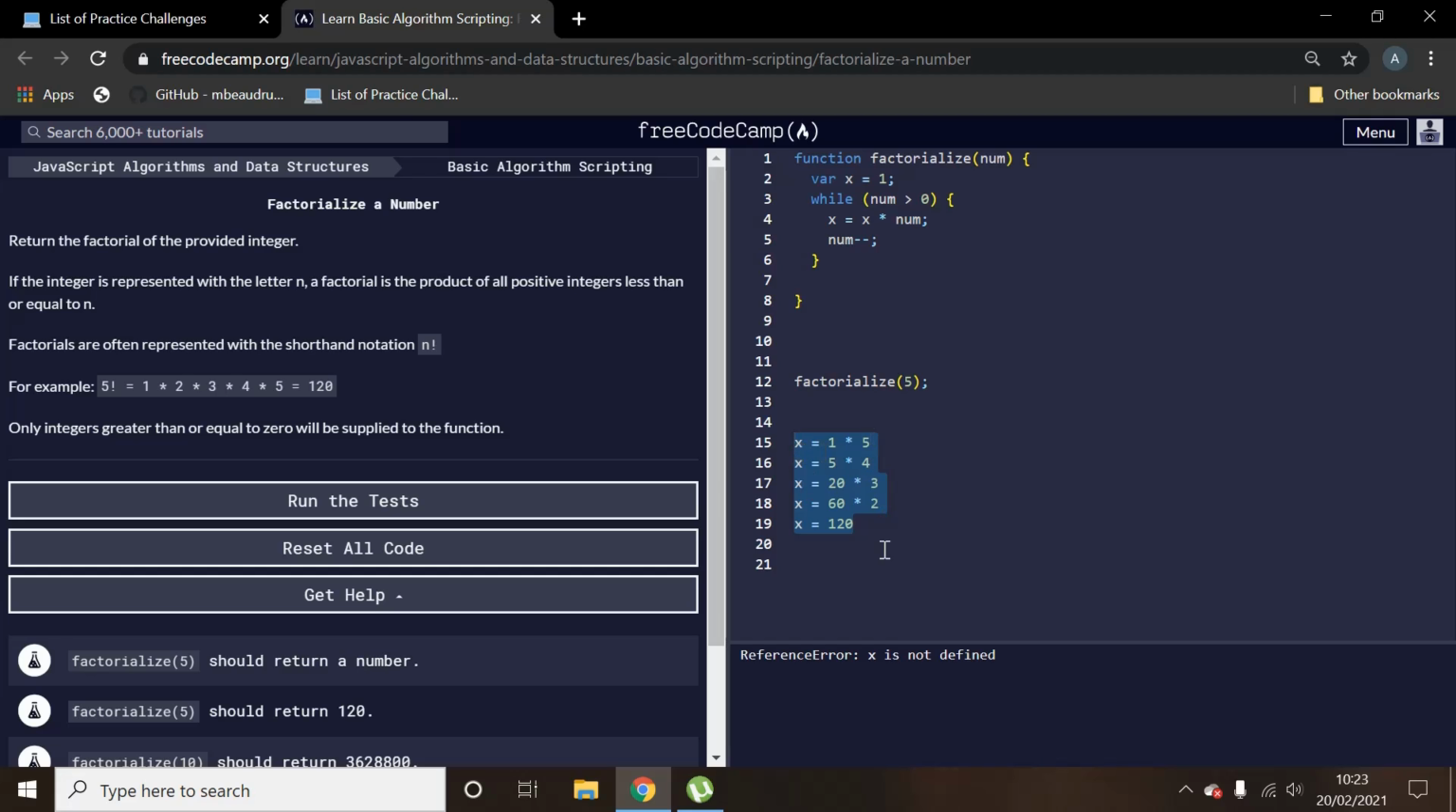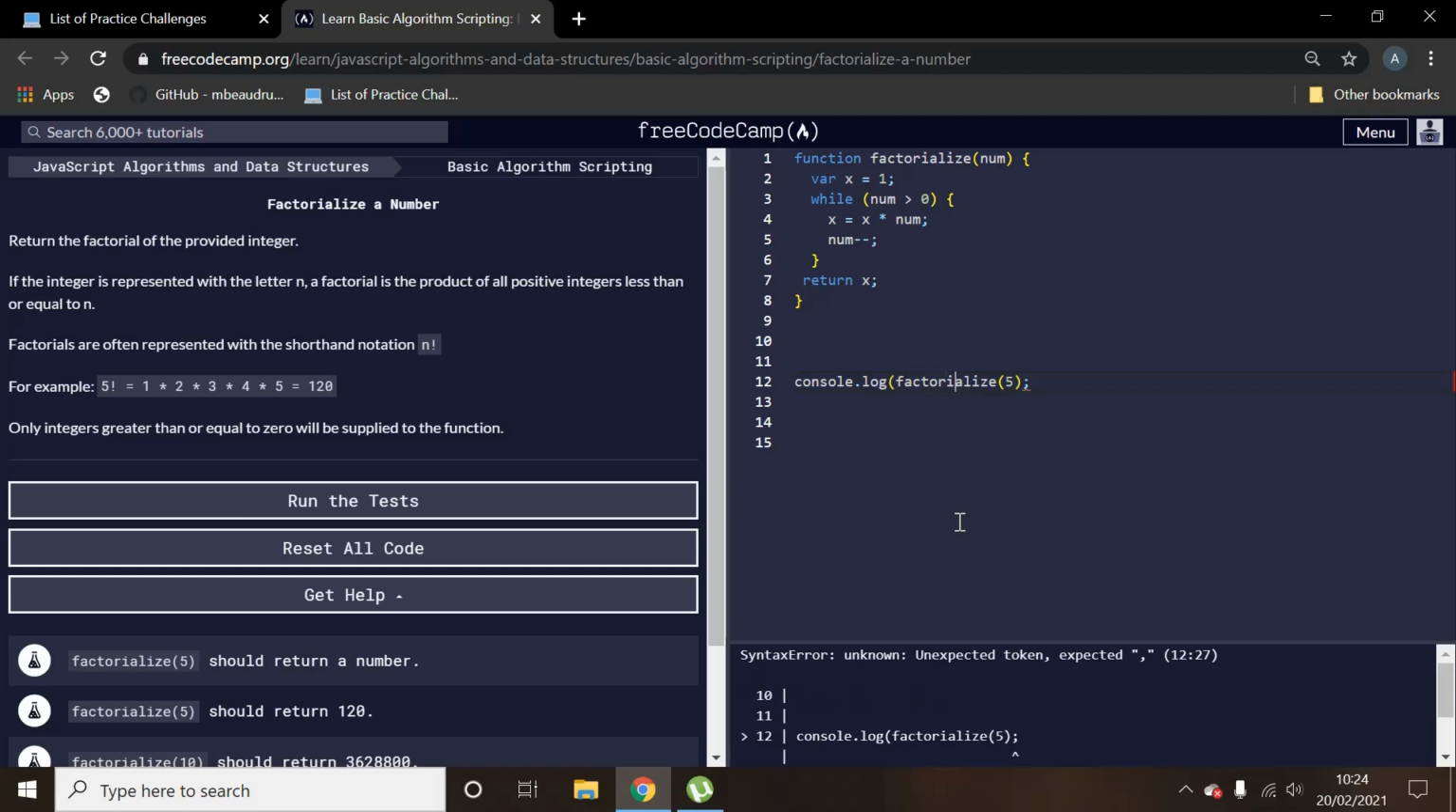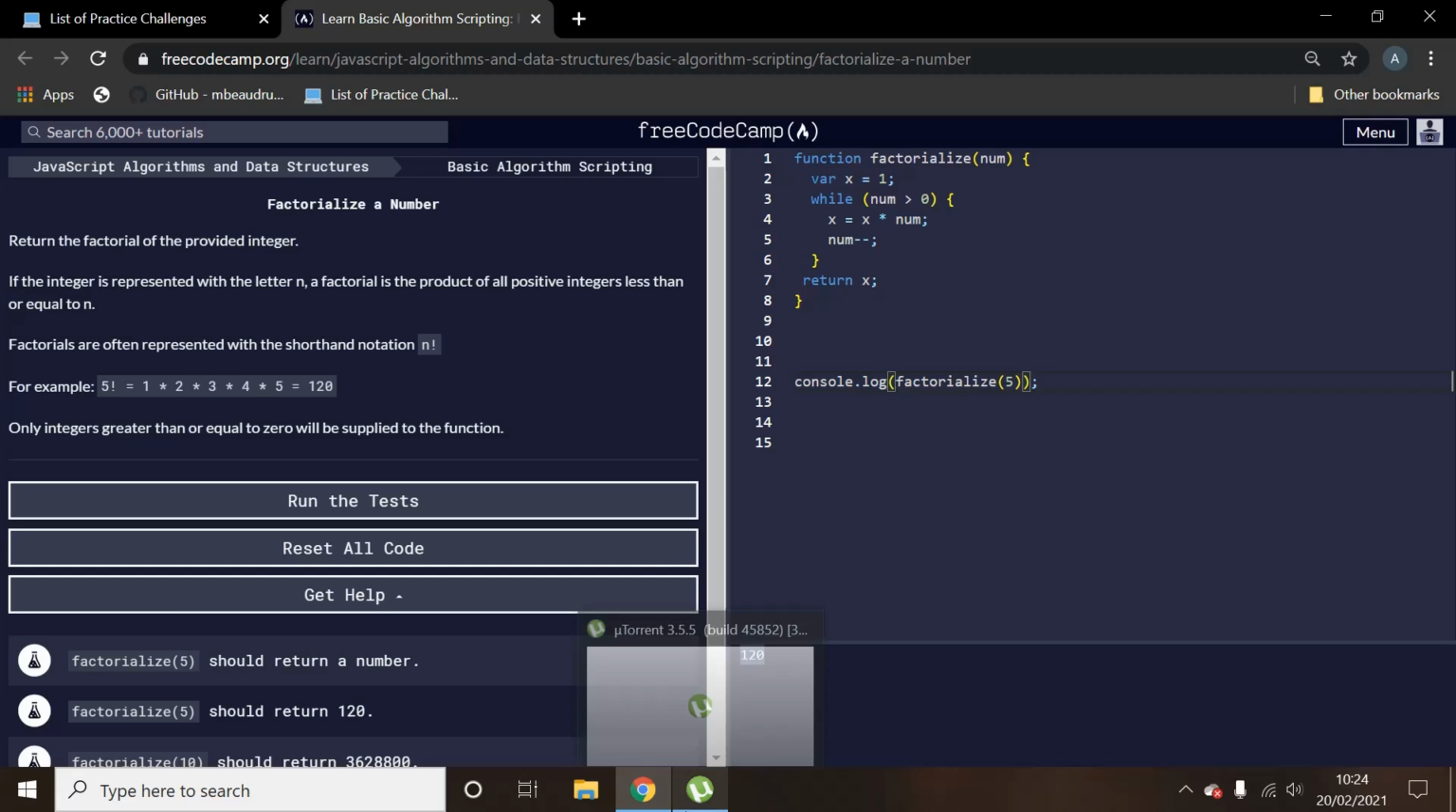Okay, so all this, what I've done here, we don't have to type this. It does it automatically with the while loop. All we have to do is return x, and that's it. Now I want to check with console.log to see if it gives us the value 120. Okay, you can see down here 120.